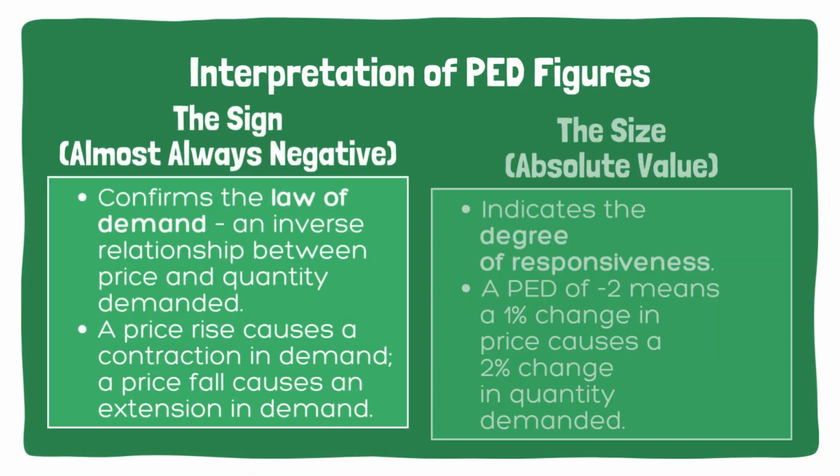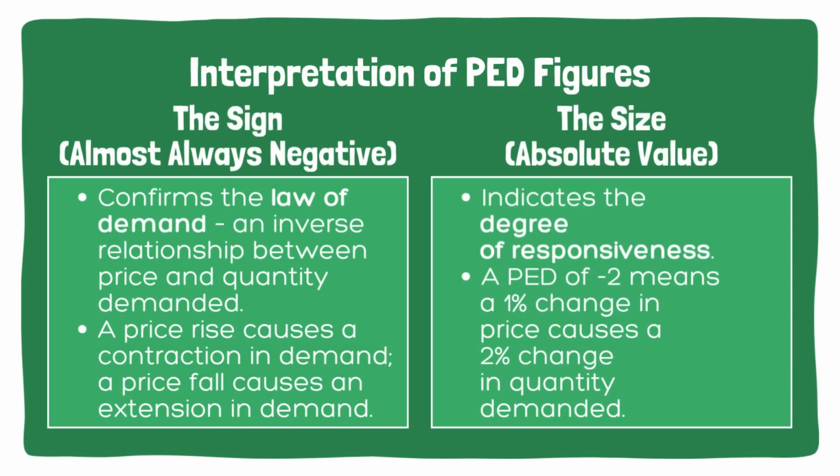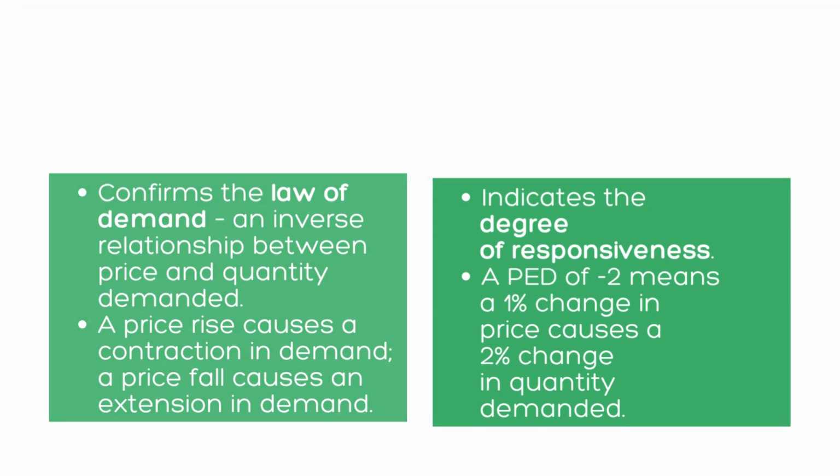The PED value provides two key pieces of information. The sign, which is usually negative, shows the inverse relationship between price and demand. The size of the number shows how responsive demand is. A PED of negative 2, for instance, means a 1% change in price will cause a 2% change in demand.